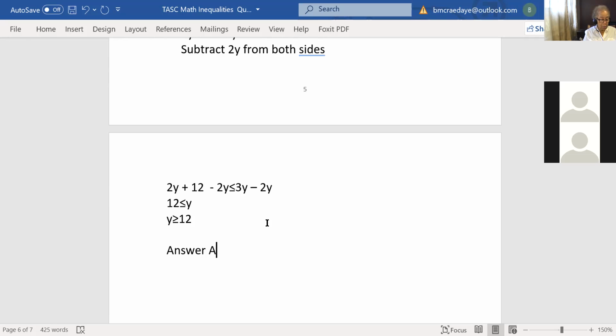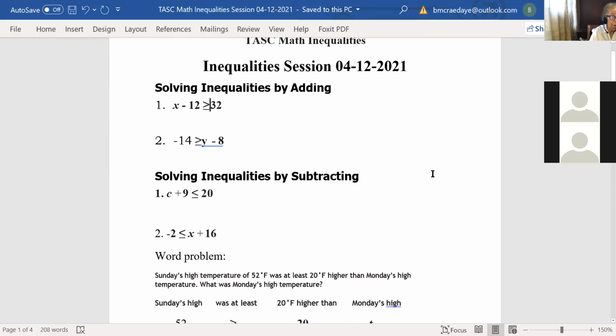Any questions on the quiz? Now I have another inequality sheet I want to go over with you. Let me do a share screen. Okay, solving inequalities. We want to go through these just to review. I'm going to see how you do on these. We want to do adding, subtracting, multiplying, dividing, and then a combination.